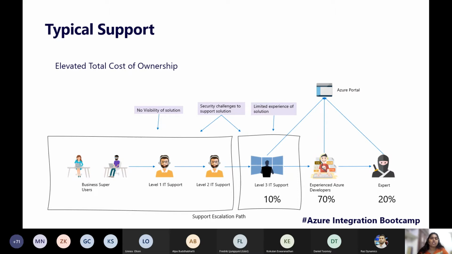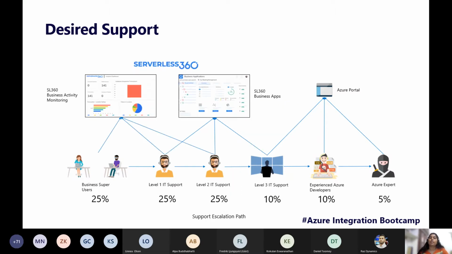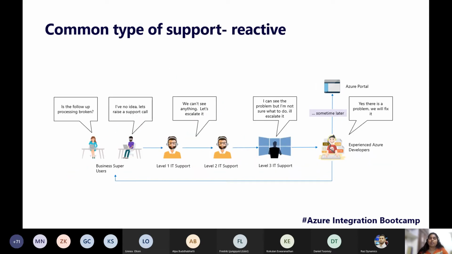So that is where there is a need for enabling your support team, which can be sorted with the help of tools like Serverless360, which is built on the Azure offered monitoring solutions that can help you overcome this challenge. So here is a reactive type of support wherein the business user says, is the follow-up process broken? And this business user says there is no idea. They do not have an idea unless and until they get a support ticket or a call from the customer who says that my action did not get through. So these people do not have visibility on the solution.